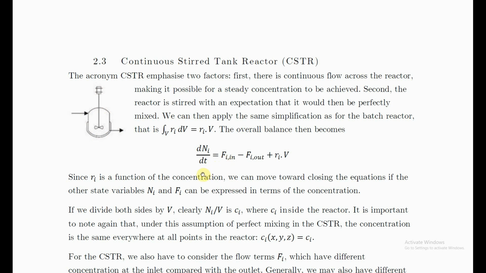Going back to our balance, the overall balance that applies to all reactor types, I can see I've cheated a bit, and I've already used this assumption of perfect mixing. We do make a note of it here. Again, it's perfectly mixed, so the reaction rate might not be constant in time, but it is definitely constant with respect to volumetric position. So we can replace this by RiV, and that's the form that we have right now.